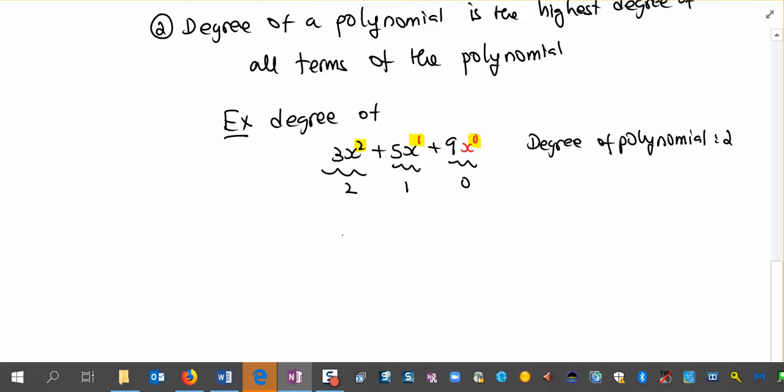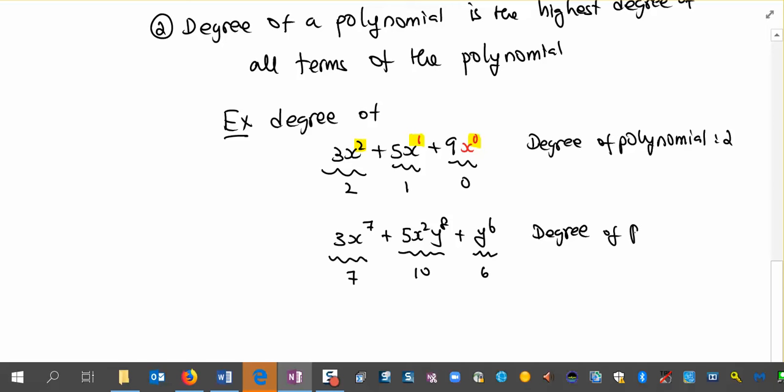How about this one? 3x to the 7 plus 5x squared y to the 8th plus y to the 6th, right? So each one has different degrees. This one here has a degree of 7. This one here has a degree of 10, 2 plus 8. This one has a degree of 6. So degree of the polynomial is 10, right?